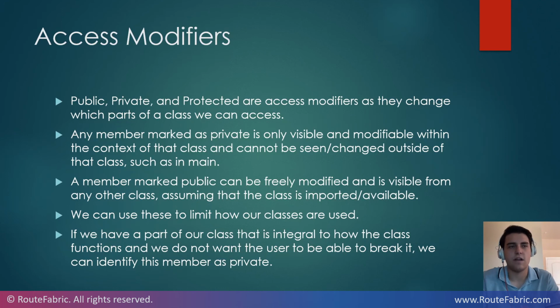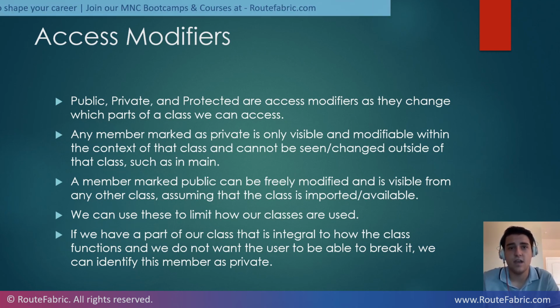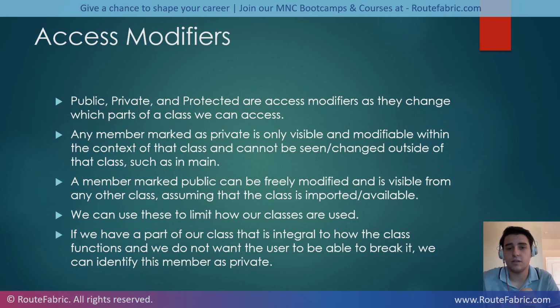All right, access modifiers. As I said, public, private, and protected are access modifiers, as they change which parts of a class we can access. These are really important to understand and to utilize effectively, because this allows us to keep our classes safe and make sure that our users are going to be using the class in the way we intend and that our class isn't going to break or anything like that.